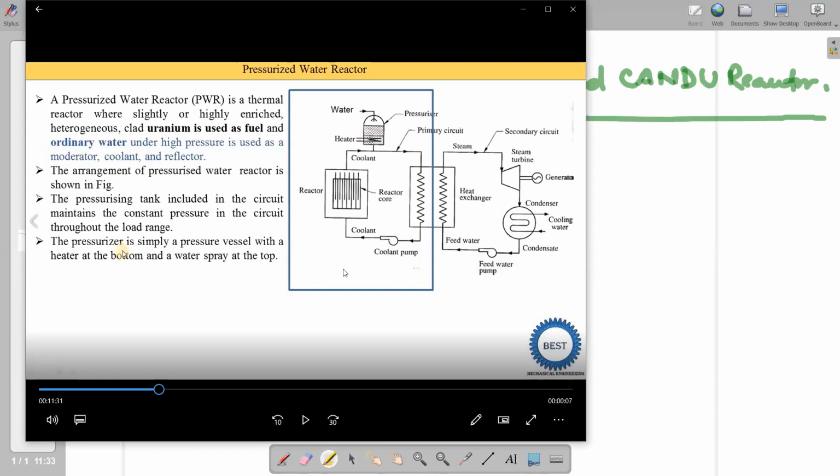Okay, Abhishek Kumar. Yes, sir. So how does a pressurized water reactor differ from the Rankine cycle? Anyone? No, sir.